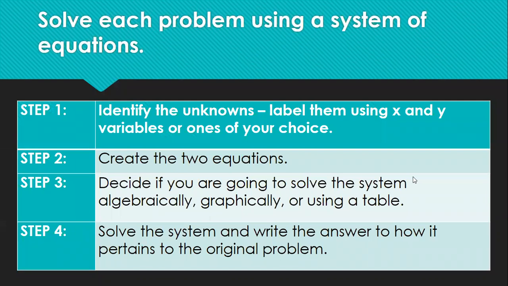And these are the steps that we follow. Step 1, we identify the unknowns and label them as either X and Y. We're going to create 2 equations, and we're going to decide if we're going to solve the system algebraically, graphically, or using a table. Because we're in PreAdv, we're going to be challenged to do it algebraically most of the time. Step 4, solve the system and write the answer to how it pertains to the original problem.